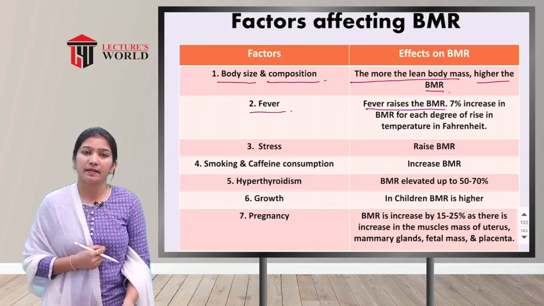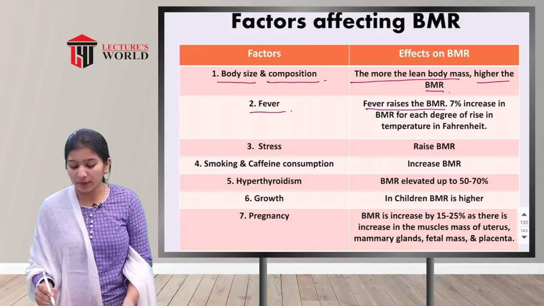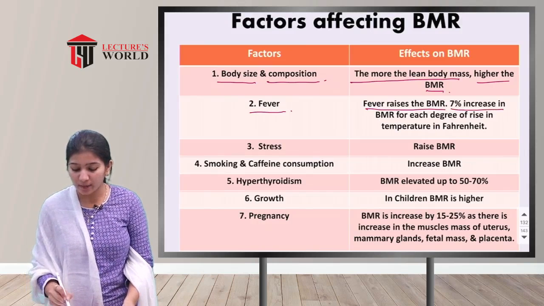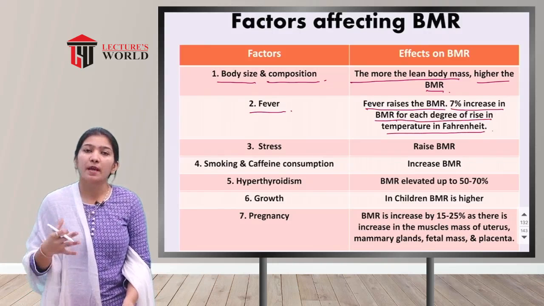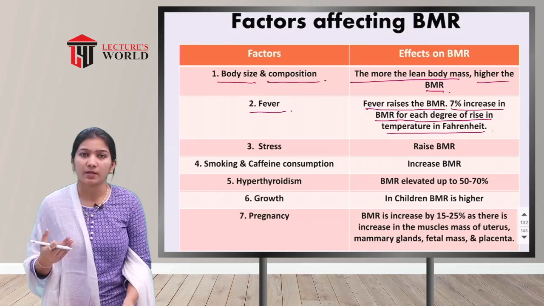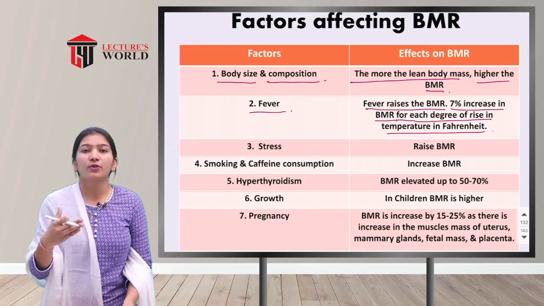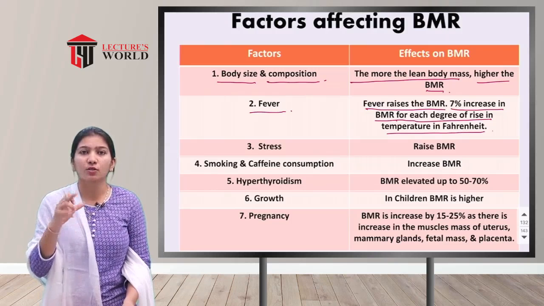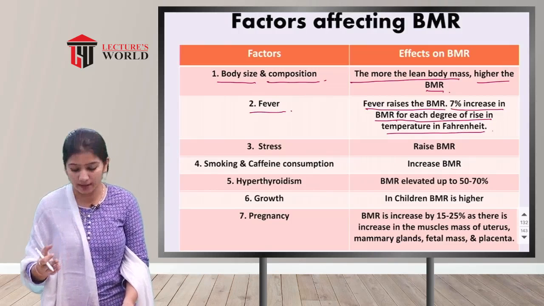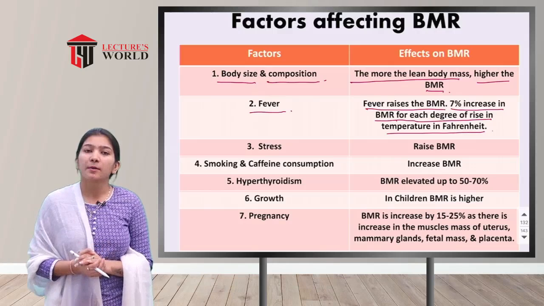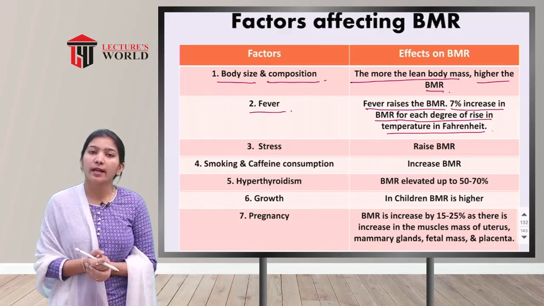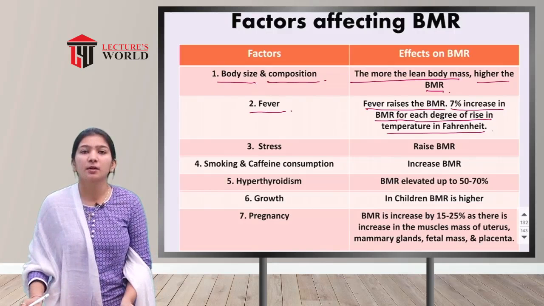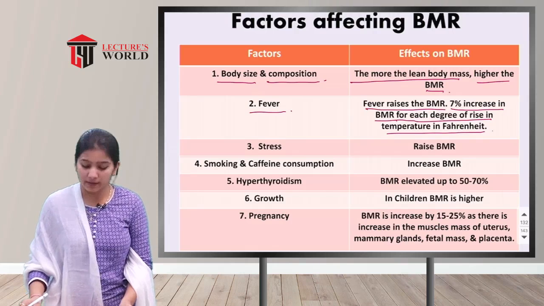So how much is it increasing? During fever, there is a 7% increase in the BMR for each degree of rise in temperature in Fahrenheit. So during fever, your BMR will increase up to 7%, and as your temperature increases by 1 degree, the percentage also increases. In short, in people suffering from any kind of fever, the metabolism rate will increase up to 7%.